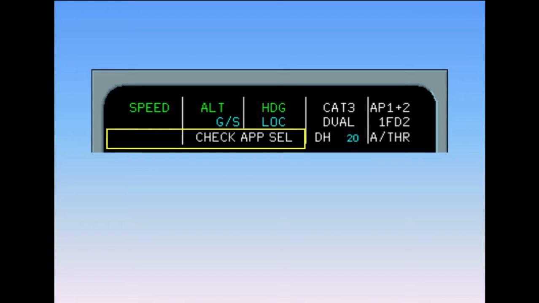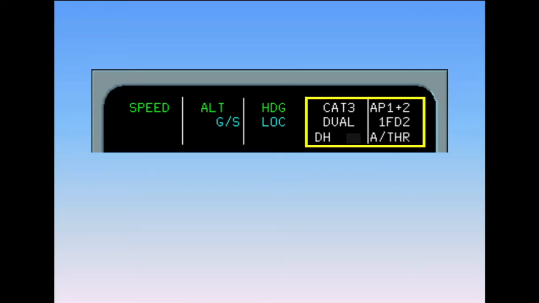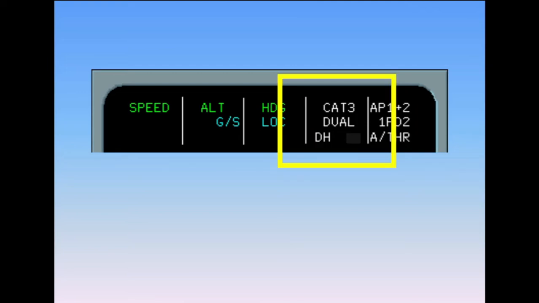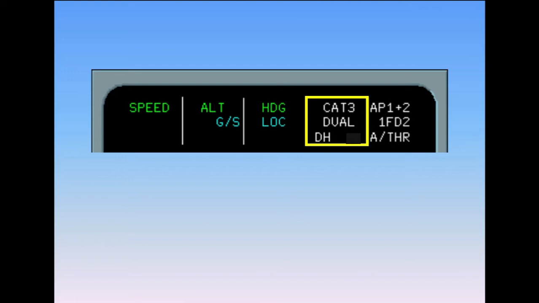The logic of the lines in the last two columns is different from the first three. The fourth column provides information about the approach capability. The first two lines state that the autoflight system is capable of a Category 3 ILS approach in the fail active mode, meaning Cat 3B.